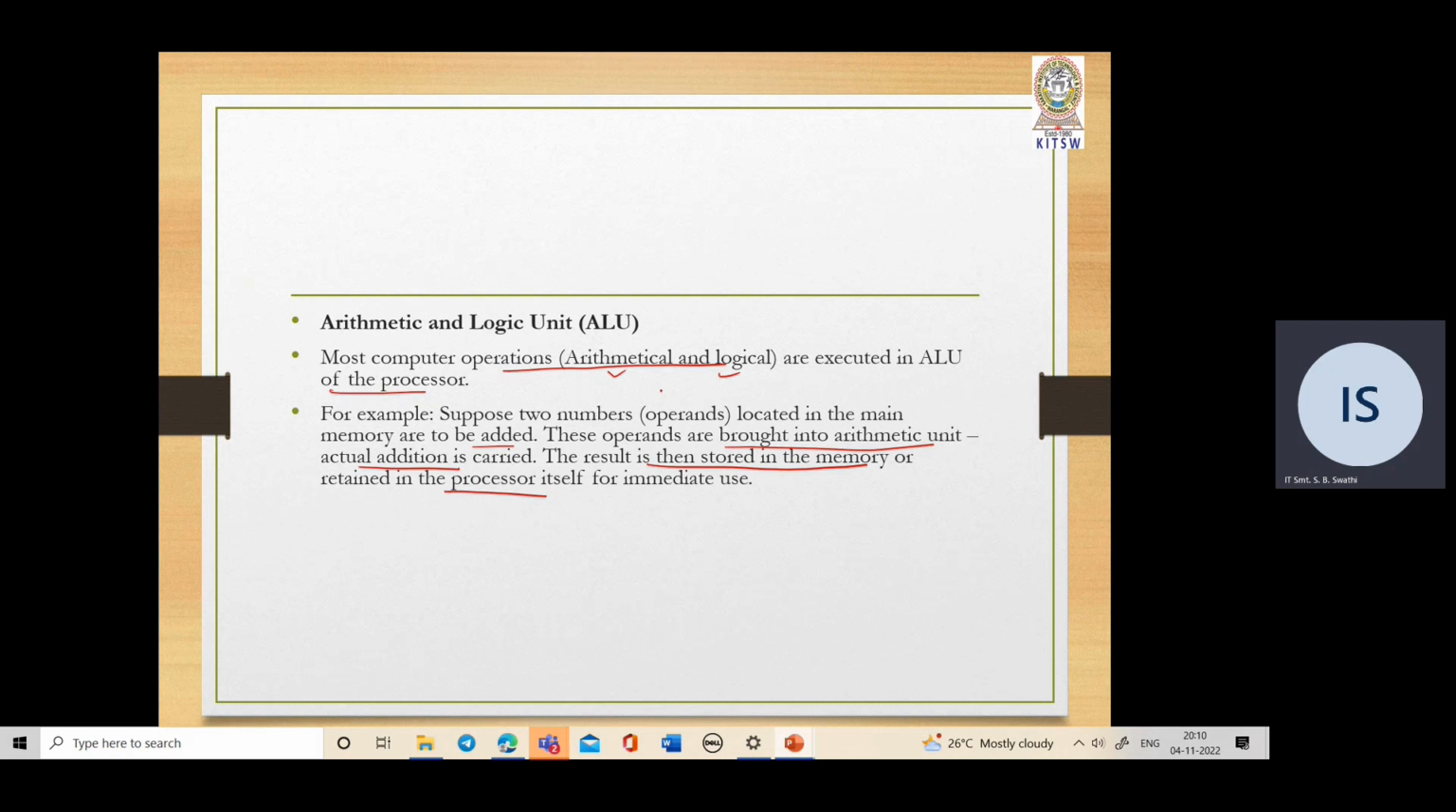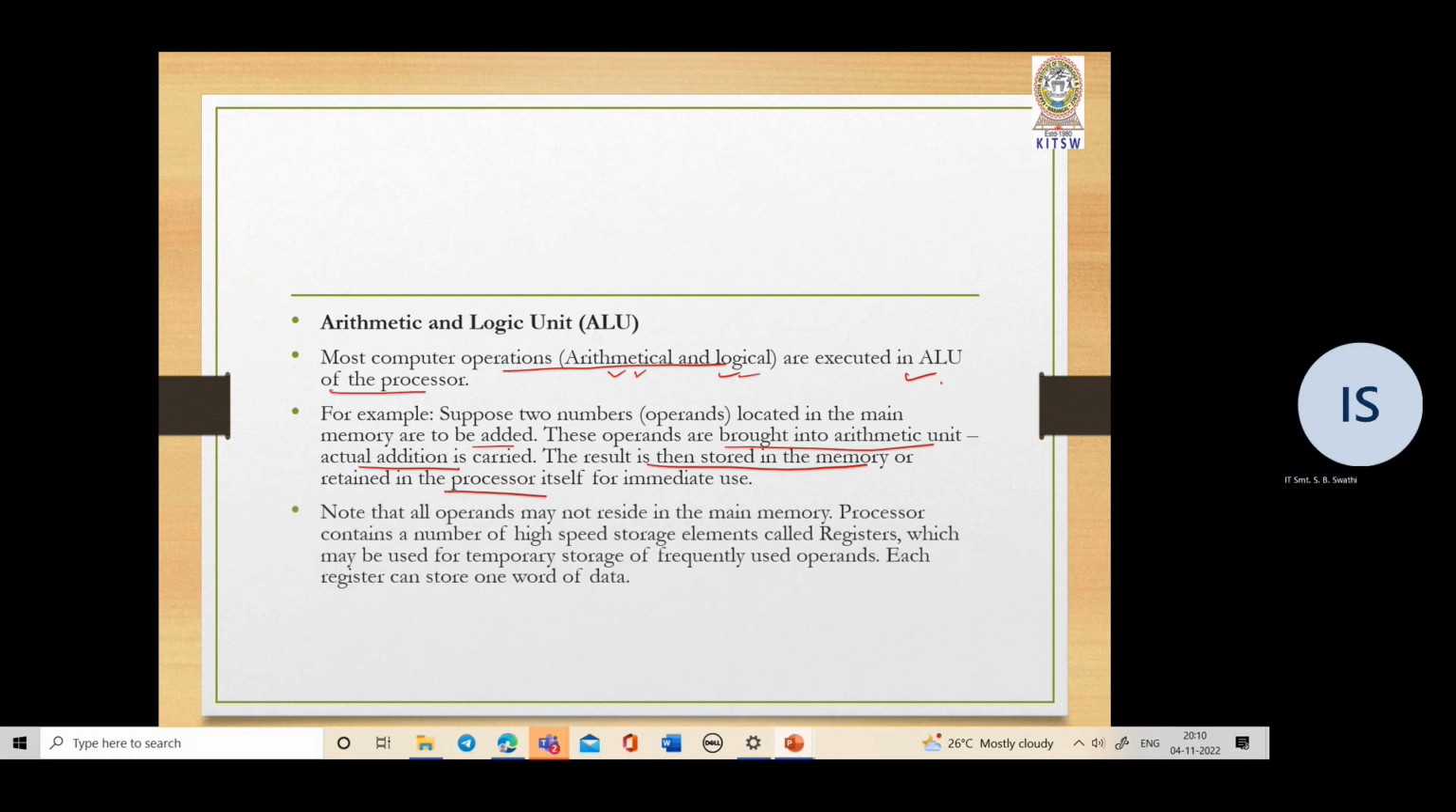Whenever you are trying to evaluate an expression containing some arithmetic operations or logical operations, then the ALU will execute those expressions and it will display the result to you.